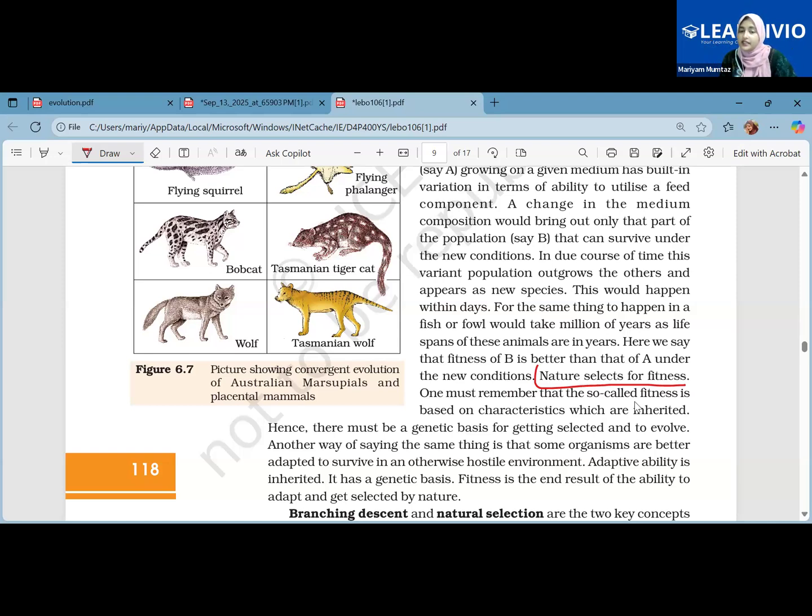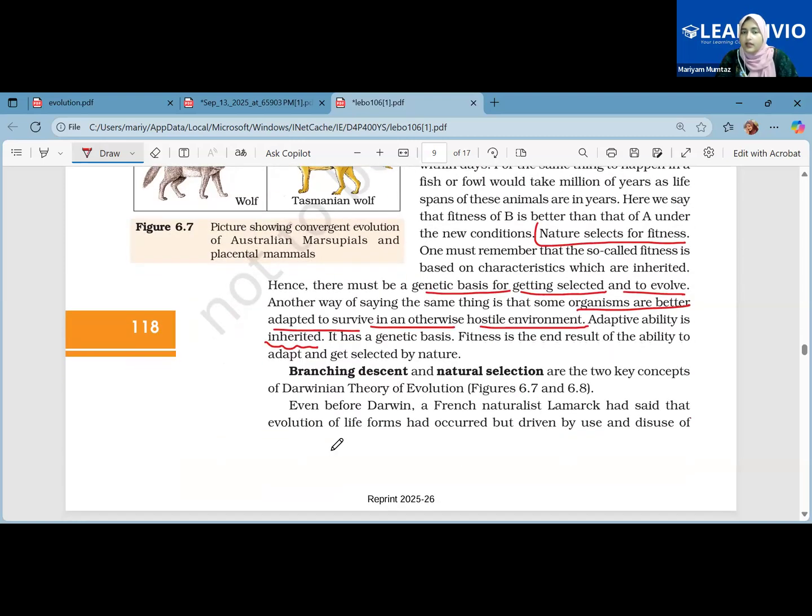So hence, there must be a genetic basis for getting selected and to evolve. Another way of saying the same thing is that organisms are better adapted to survive in an otherwise hostile environment. So adaptive ability is inherited. It is passed on from one generation to another generation.